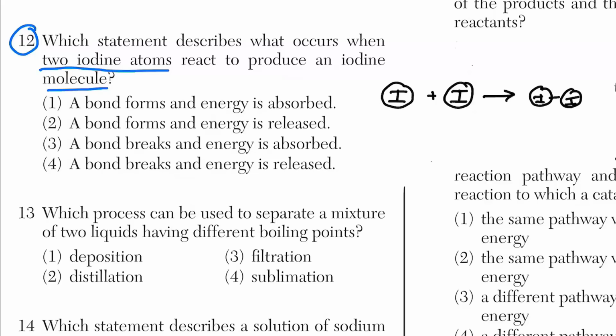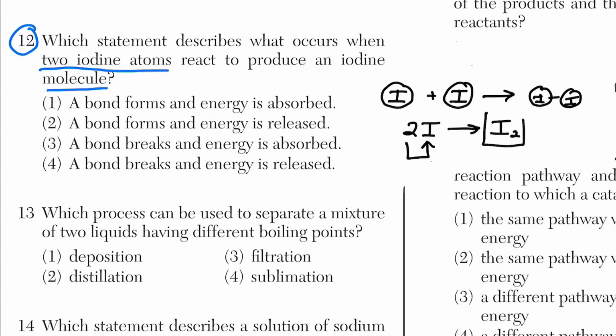But we did what? A bond was formed, right? These were free atoms and they were bonded. So two I's became I2. Two of the individual iodine atoms are now bonded into one particle. That's an I2. So a bond was formed. A chemical bond. So that needs to be understood. So bond forms. That's why we can get rid of 3 and 4. A bond is not breaking. We're putting atoms together into a diatomic molecule.